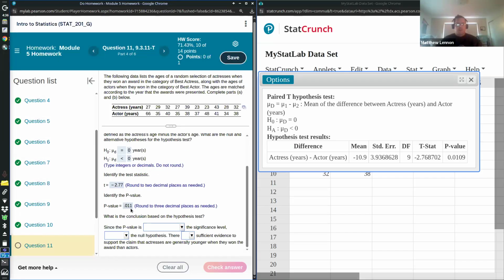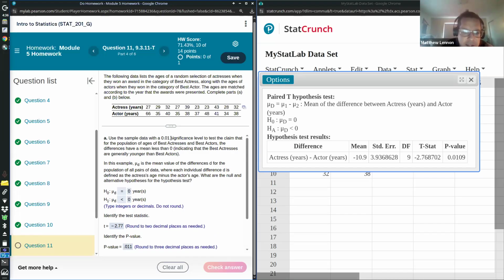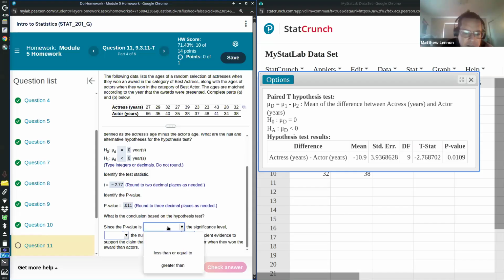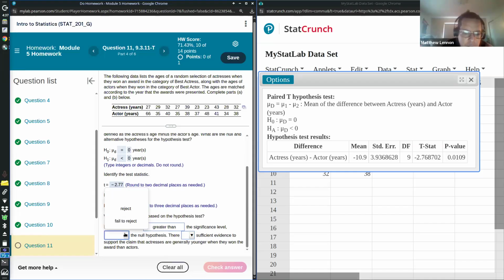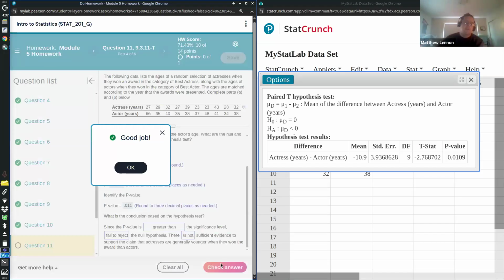Okay, 0.011 is pretty small, but I don't know what our significance level is. Oh, 0.01, it's slightly bigger. So the p-value is greater. So we fail to reject, which means there's not sufficient evidence. It was really close on mine. I don't know if yours was really close or not, but 0.011 is just 1,000th bigger than 0.01. Any questions there on number 11?